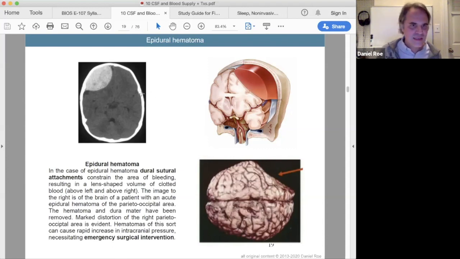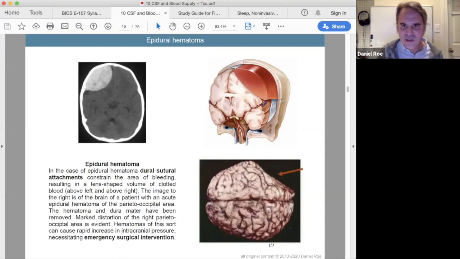So let's look at it three different ways here. Here we have imaging, a transverse section. You can see the lens shape of this epidural hematoma. That gives away that it's an epidural hematoma, because you have a sagittal sutural line here and a coronal suture this way, and it's keeping that hematoma constrained within those sutural lines. You can see it over here. This is a coronal section through the skull and through the brain. That's the sagittal suture there. And remember, those are the places where the dura mater is tightly adhered, right?